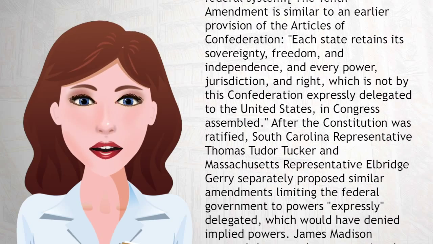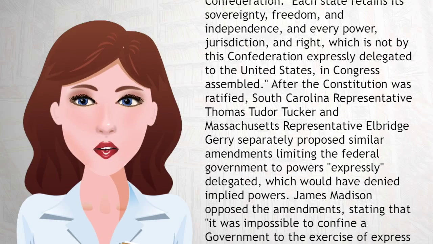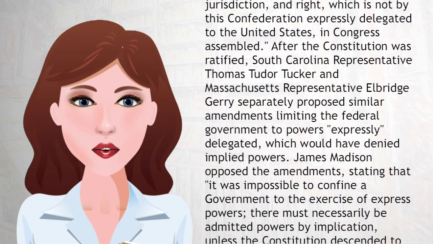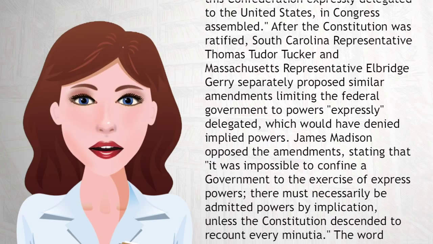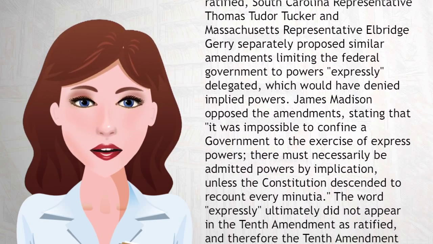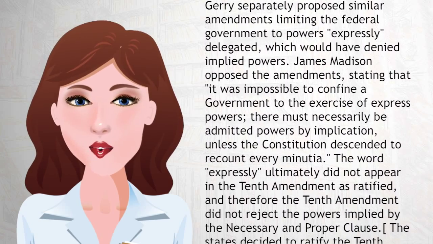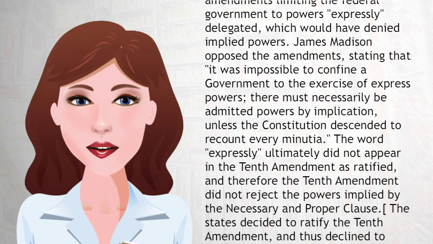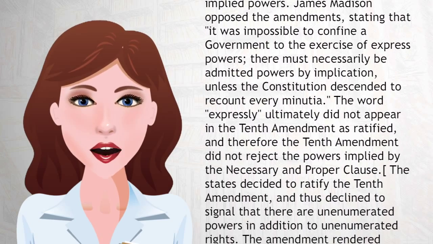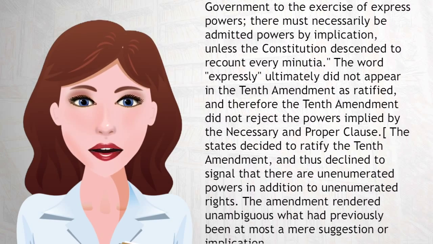After the Constitution was ratified, South Carolina Representative Thomas Tudor Tucker and Massachusetts Representative Elbridge Gerry separately proposed similar amendments limiting the federal government to powers expressly delegated, which would have denied implied powers. James Madison opposed the amendments, stating that it was impossible to confine a government to the exercise of express powers. There must necessarily be admitted powers by implication, unless the Constitution descended to recount every minutiae.